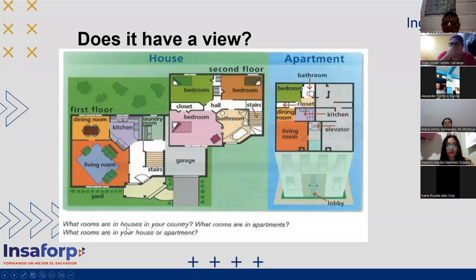Okay, what rooms are in your house? What kind of rooms? Two rooms, one kitchen, two bedrooms, no sé cómo se dice sala. Living room. One living room. Okay, this is the living room. Okay, good. Thank you. Very good.